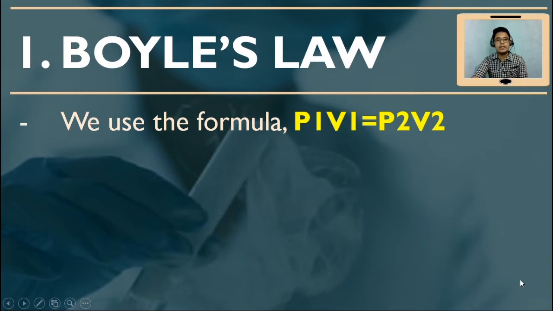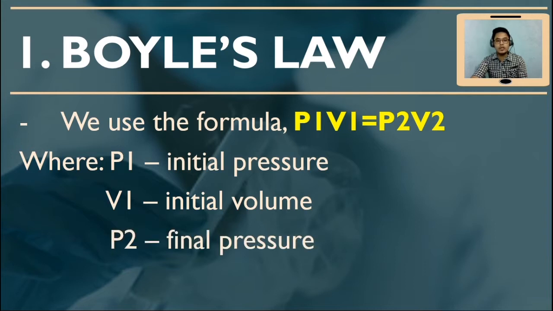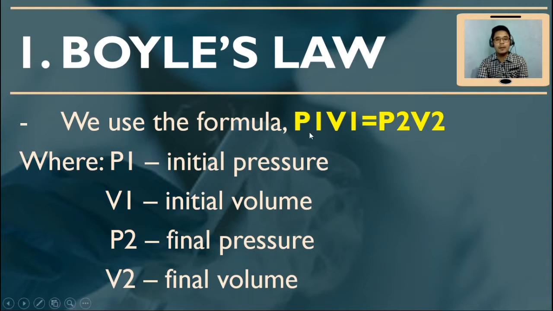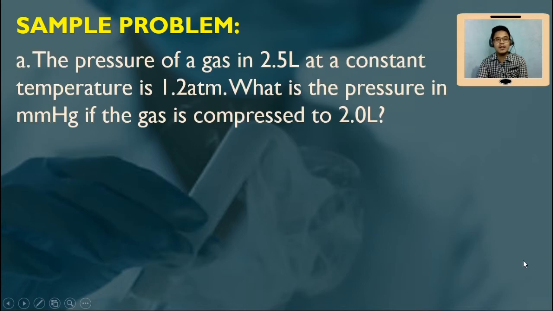And take note of this formula wherein P1 V1 is equal to P2 V2, wherein P1 is the initial pressure, V1 is the initial volume, P2 is the final pressure, and V2 is the final volume. And in order for you to know more about this formula, let us have a sample problem. The pressure of a gas in 2.5 liters at a constant temperature is 1.2 atmosphere. What would be the pressure in millimeter of mercury if the gas is compressed to 2.0 liters?